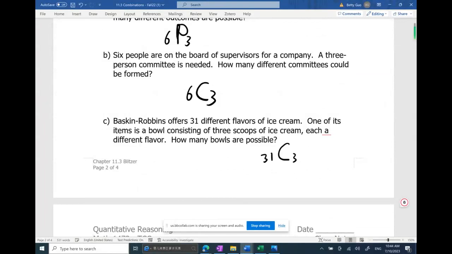C31, 3. How do you order the 3 flavors in a bowl? It's just putting them together, right? In a messy way, whatever. It doesn't matter. It's just a subgroup.